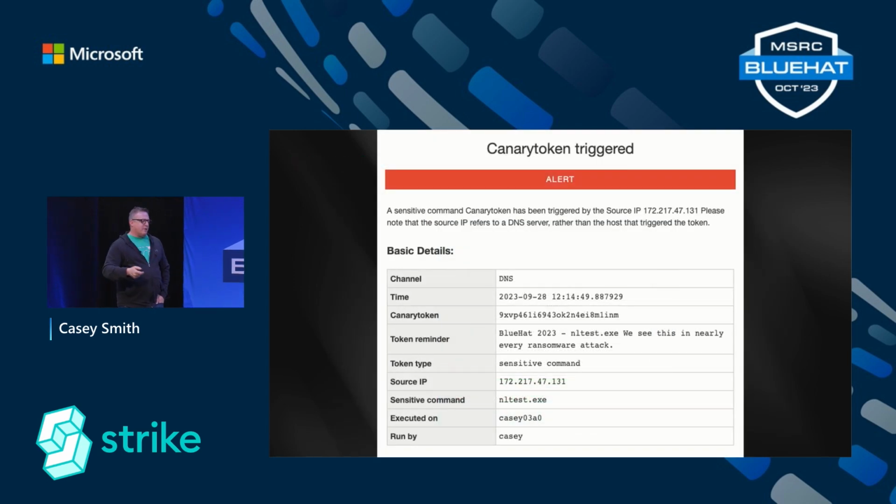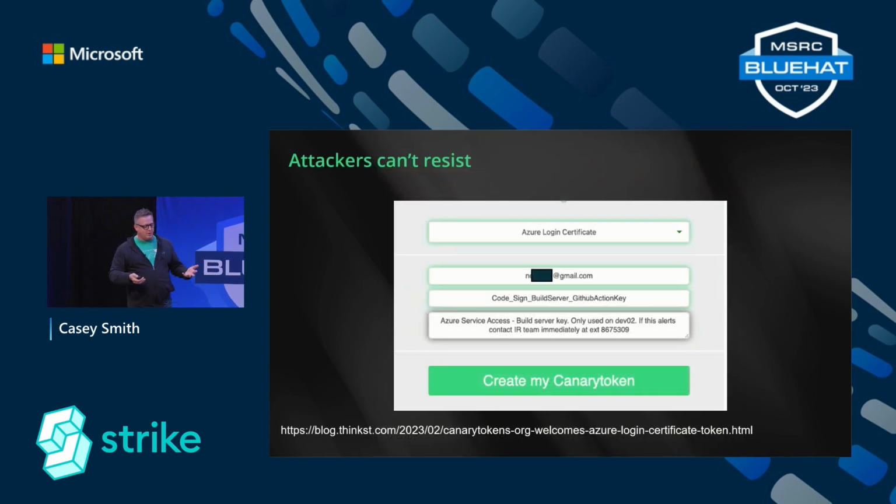And you'll get an alert, something like this. This is from our public website. You'd get an alert that would have things like the IP address, in this situation, maybe the username or the computer that actually they executed the command on. So one of our tokens that we created was an Azure login token. So this is really a fun one because attackers get into a network and they look for credentials. So let's give them some credentials.